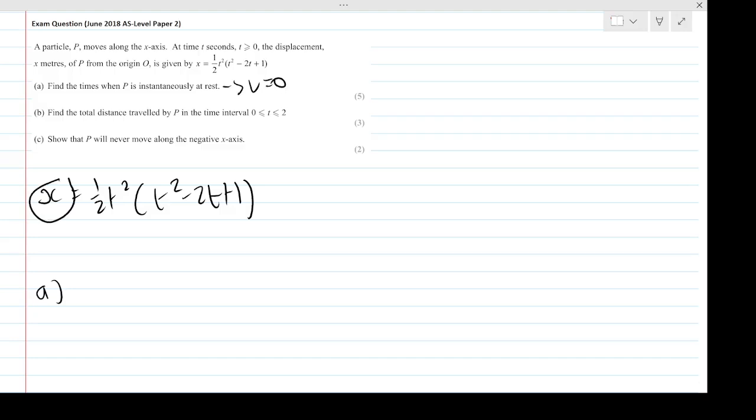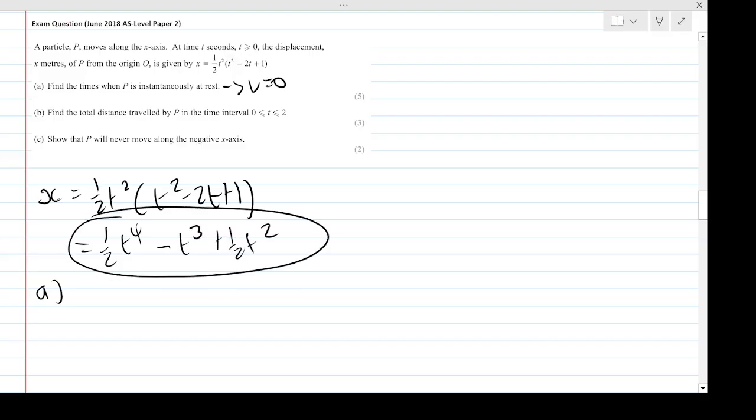So again, we've got the displacement, but we need the velocity. So we're going to differentiate. To get from displacement to velocity, it's differentiation. To make this easy to differentiate, let's expand the brackets. So this is a half of t squared times t squared is half t to the 4. Then half t squared times minus 2t is minus t cubed. Then half t squared times 1 is just a half t squared. So we're just going to differentiate this here.